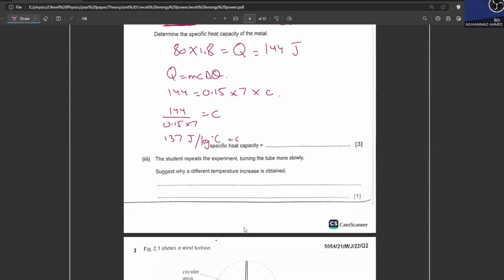Let's move ahead. The student repeats the experiment, turning the tube more slowly. Suggest why a different temperature increase is obtained. Because if you turn the tube more slowly, there are more heat losses. More heat losses. Simple.